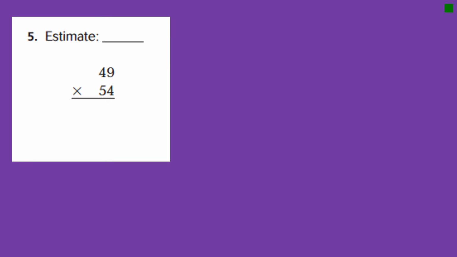So for this one, boys and girls, I'm going to use what they call the place value method or the algorithm or what is the most efficient.